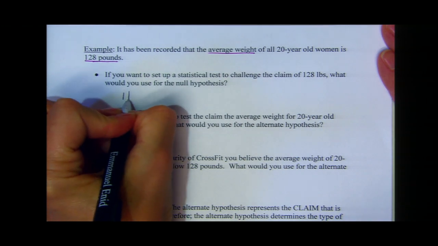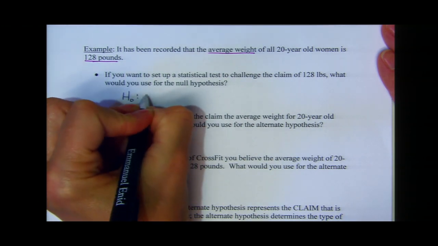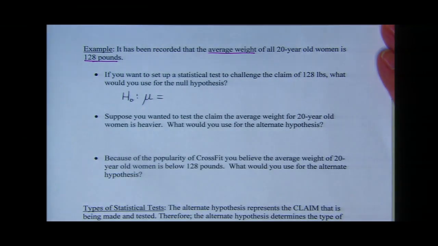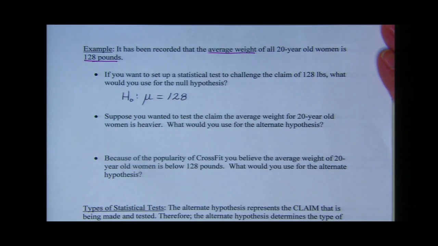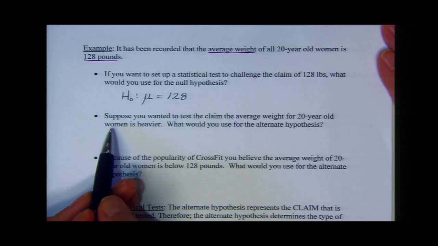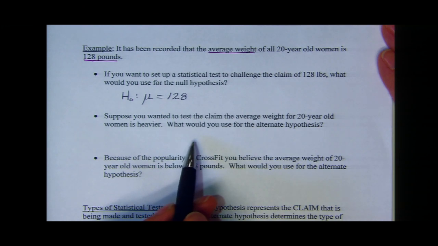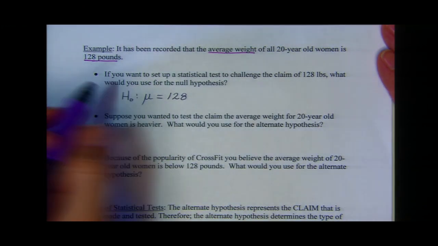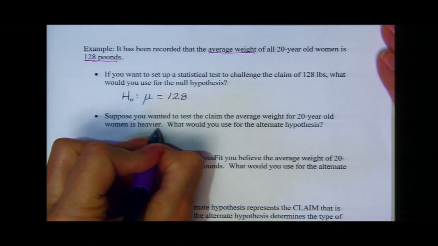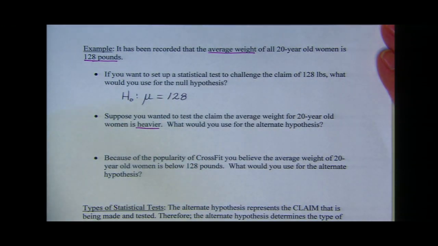So the null is H sub 0, and it's always mu is equal to some number. Well, that was given to me. It said that the average was 128 pounds, so that would be my null hypothesis. But suppose you wanted to test the claim that the average weight for 20-year-old women is heavier. What would you use for the alternate?